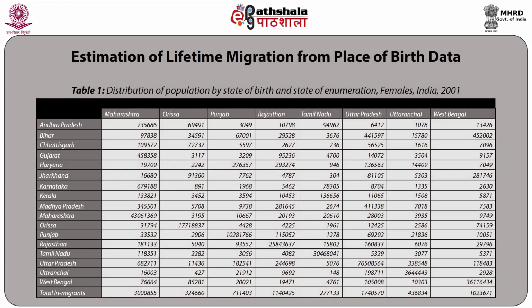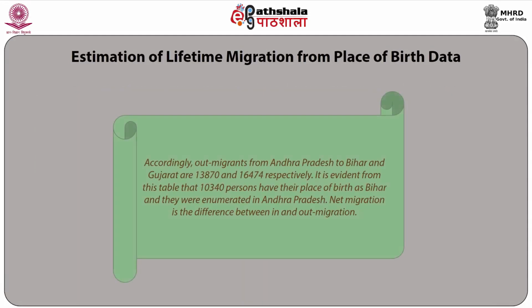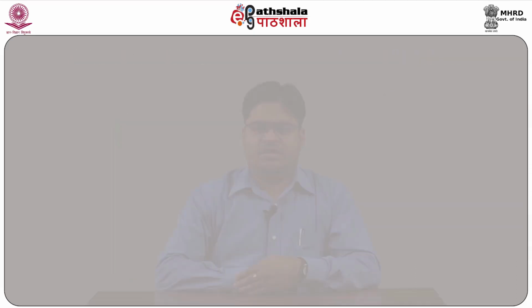So, in-migrants to Bihar from Andhra Pradesh are 16,723. Accordingly, out-migrants from Andhra Pradesh to Bihar and Chhattisgarh are 13,631 and 4,982 respectively. Net migration is the difference between in and out migration. This can well be understood from the table.